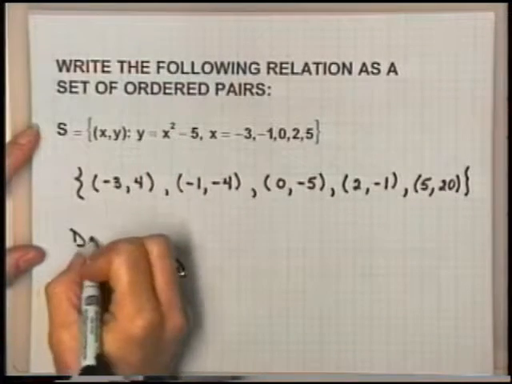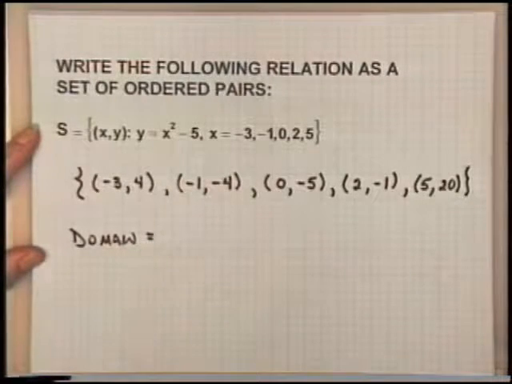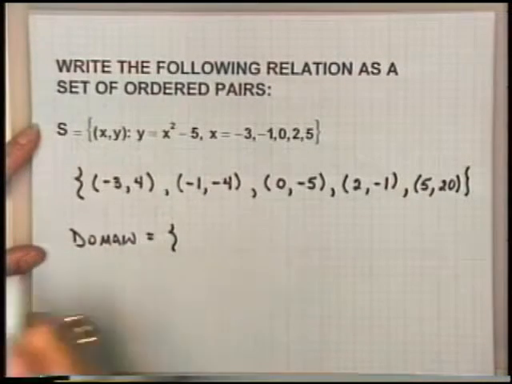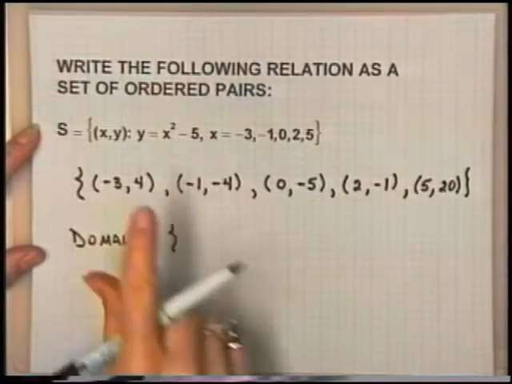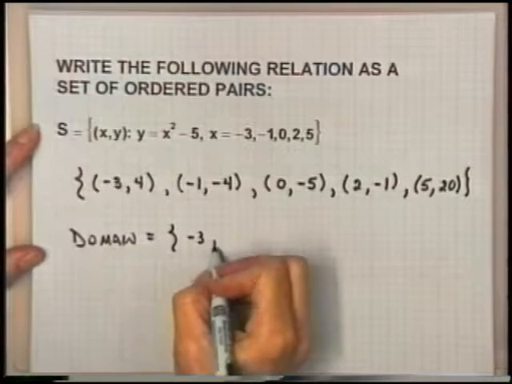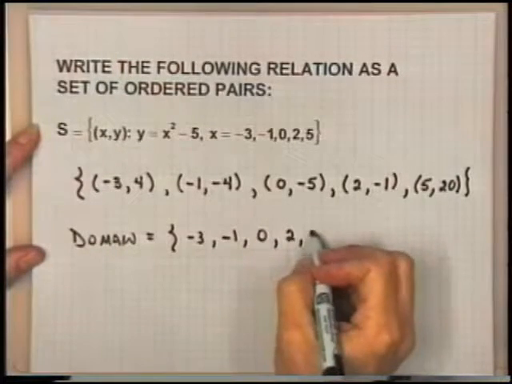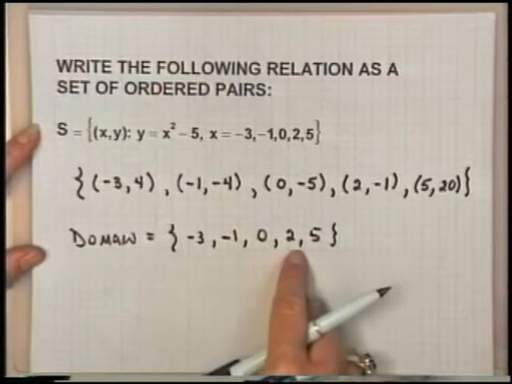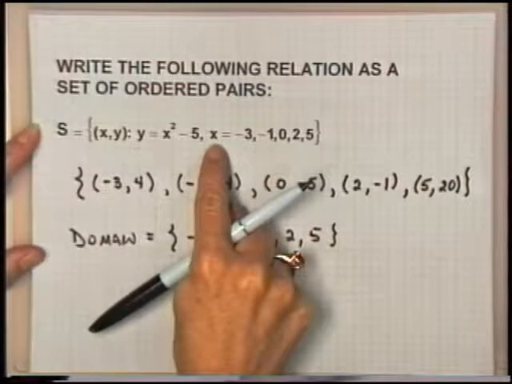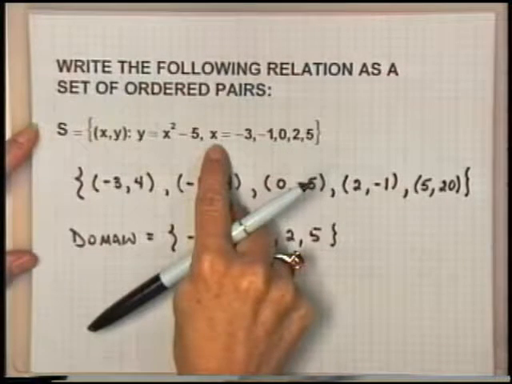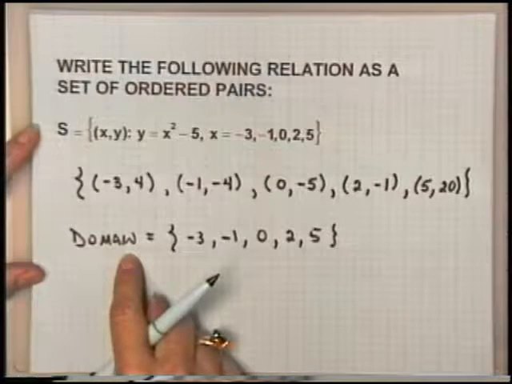Now, let's identify the domain of this relationship. The domain consists of the set of the first coordinates. The first coordinates are -3, -1, 0, 2, and 5. You might recognize that these numbers are the same numbers that were given here for x. So a lot of times we associate the domain with the x values.